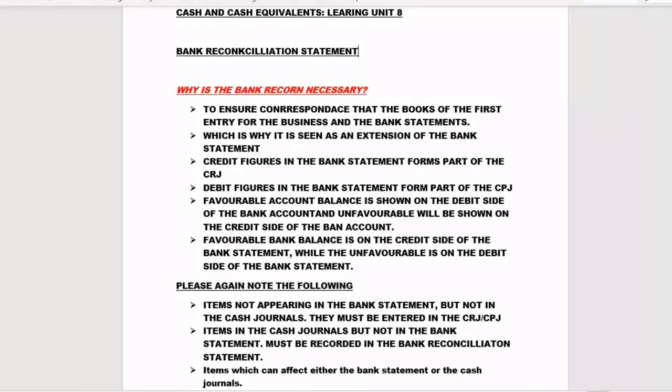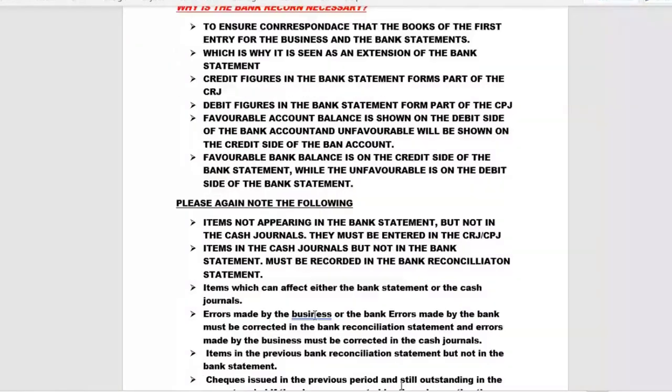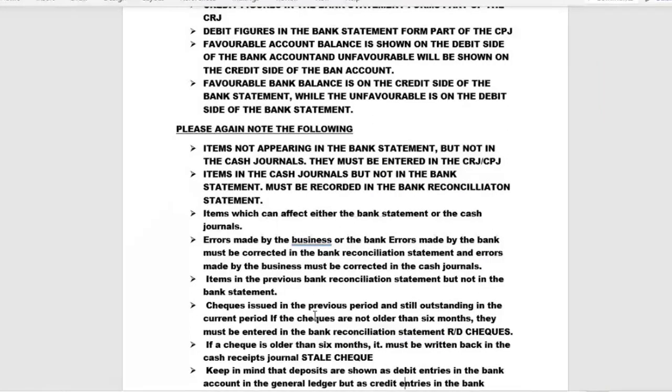I think I gave you a little bit of theory under this bank reconciliation. Let me just go further down there. It says, please again note the following: items not appearing in the bank statement but in the cash journals may be entered in the CRJ or CPJ, and items in the cash journals but not in the bank statement must be recorded in the bank reconciliation statement. The first two line items are very important. You just need to know what is actually going on, because they're going to give you items that appear in the cash journals but not in the bank statement, which are to be recorded under the bank reconciliation statement.